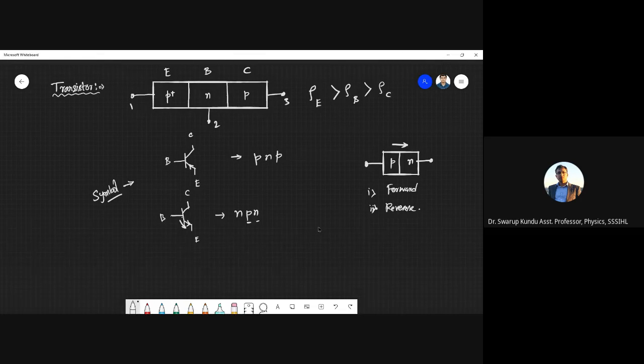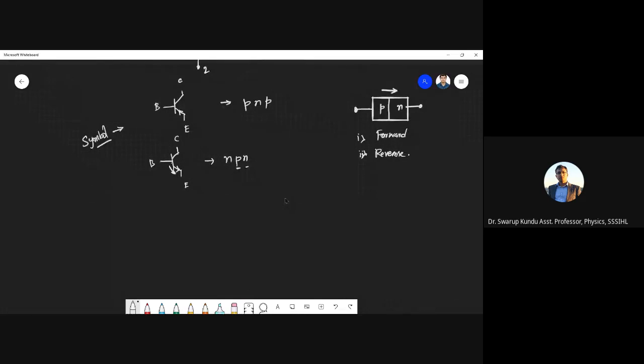Now the doping concentration I already told you. Now coming to the different biasing conditions. First, the active biasing condition. If you go to active bias mode, you will appreciate it. First, just let me tell you.